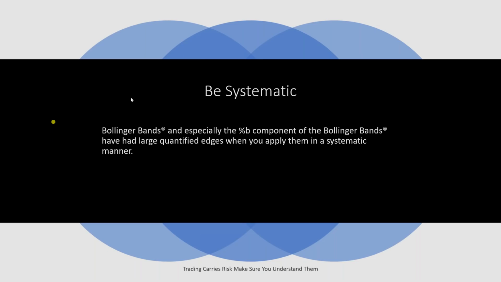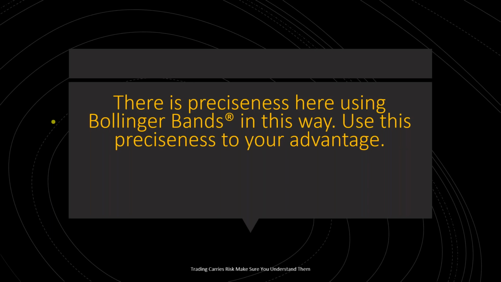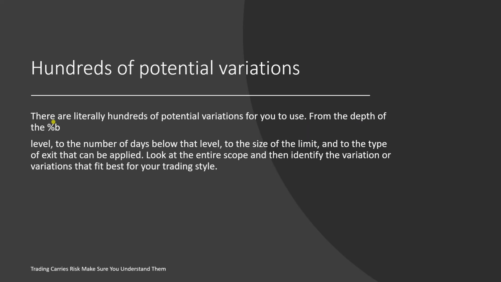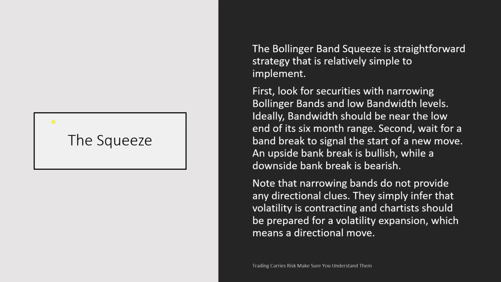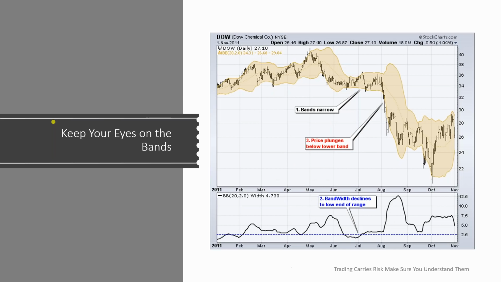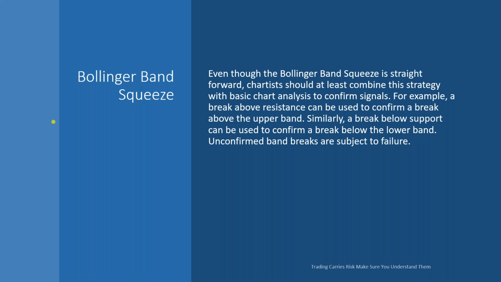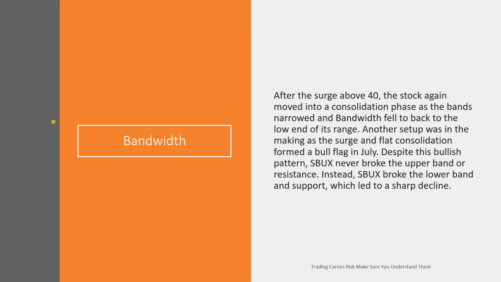Bollinger Bands and the percent B component of the Bollinger Bands have a very large quantified edge when you apply them systematically. There's a preciseness here using Bollinger Bands in this way. Use this preciseness to your advantage. Now, we explained to you in the little presentation the strategy. Keep an eye on the bands and look for opportunities to trade.